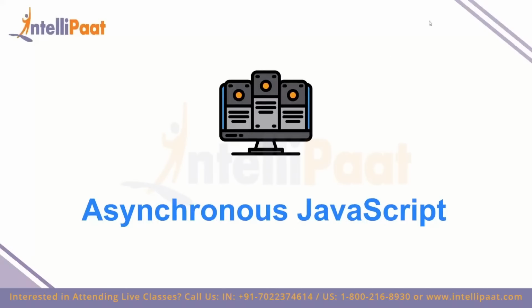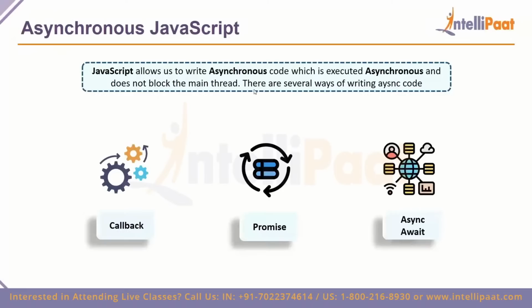So in case you're not familiar with it, let's take a look at what asynchronous JavaScript means. JavaScript allows us to write asynchronous code, which is executed in an asynchronous fashion. Asynchronous doesn't necessarily mean that it is parallel, but it does not block the main thread. JavaScript is a single-threaded language, which means that you can't create new threads out of JavaScript.